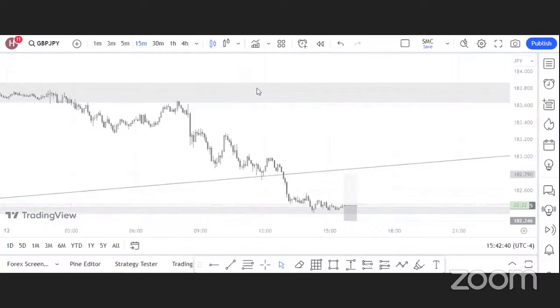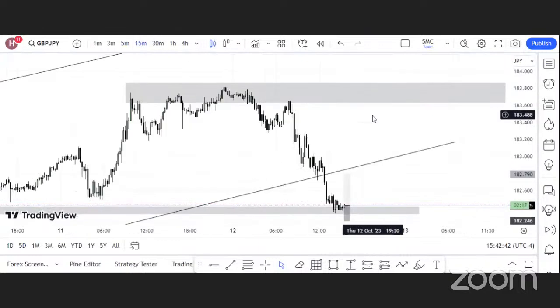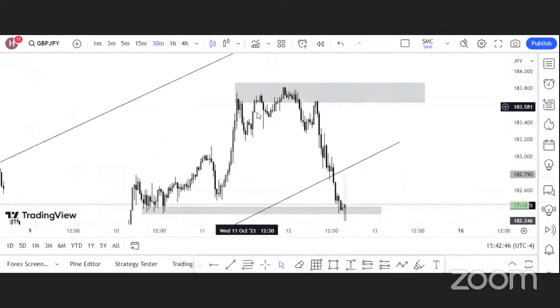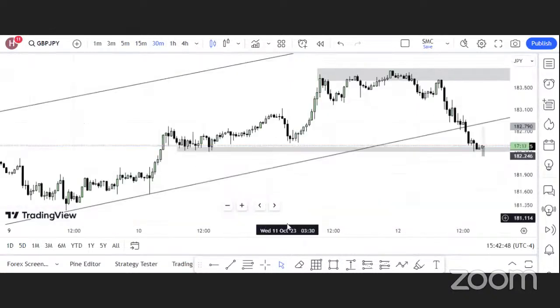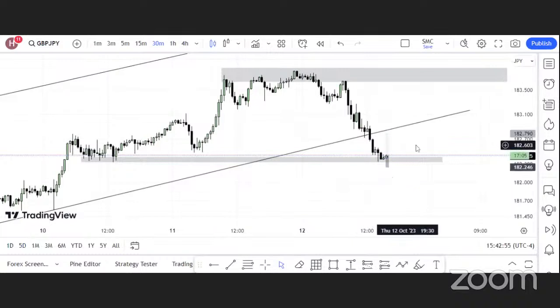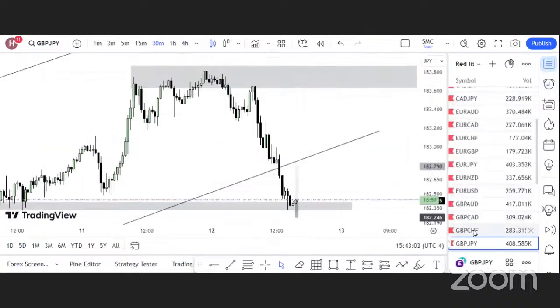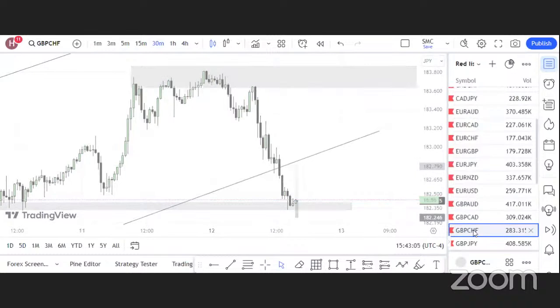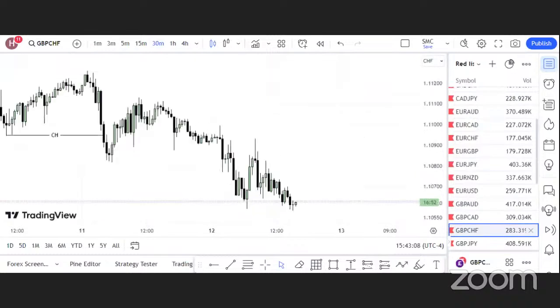But we are intraday traders, right? We don't go for minor resistance or minor supports. So unless we get a confirmation on the higher time frame, we are not going to take this kind of entry. So guys, let's continue with analysis. Let's see if we have any other perfect entry.